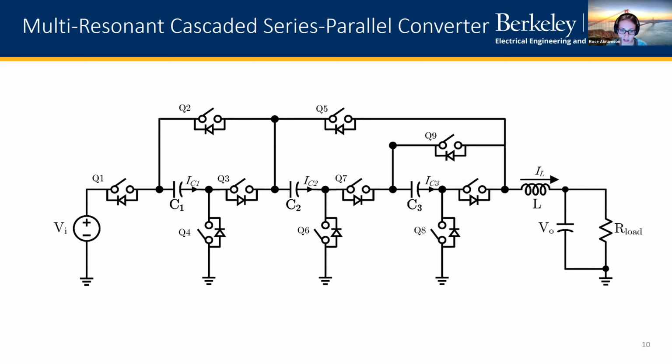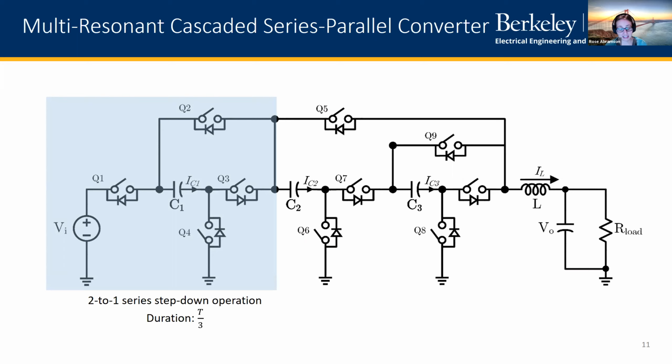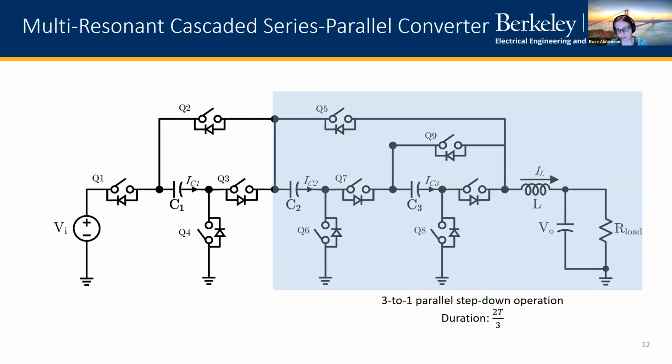So if we look at this topology, we can break it into two parts. There's a 2-to-1 series step-down operation that happens during the first third of the switching cycle. And then there's a 3-to-1 parallel step-down operation that happens during the last 2/3 of the switching cycle.